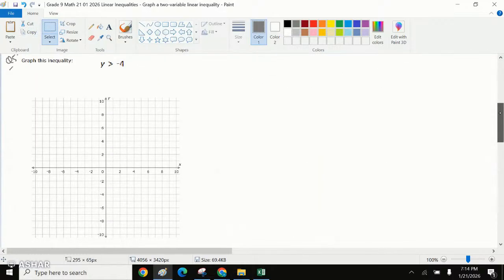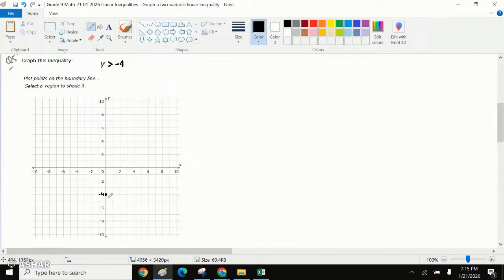Okay, if we have all the information that we require, they're asking us to graph this inequality, that is y is greater than negative 4, right? The first thing we need to do is we need to see the variable. If the variable is y, then the line would be parallel to the x-axis, okay? So where can we find y negative 4? This is y negative 4, right?